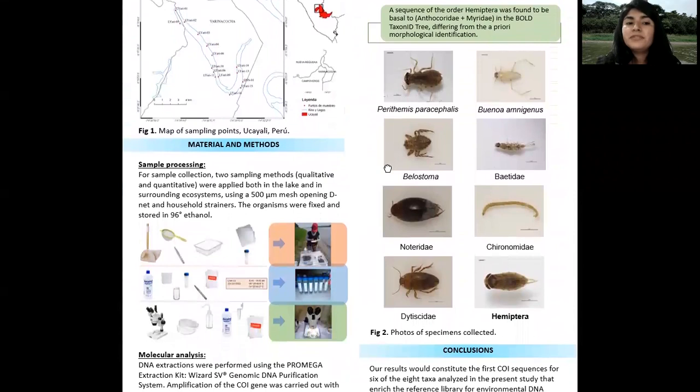For the sample processing, we used two sampling methods, qualitative and quantitative. Both were applied in the lake and in surrounding ecosystems. We used a 500 micrometer mesh opening D-net and household strainers. And then the organisms collected were fixed and stored in 96 percent ethanol.